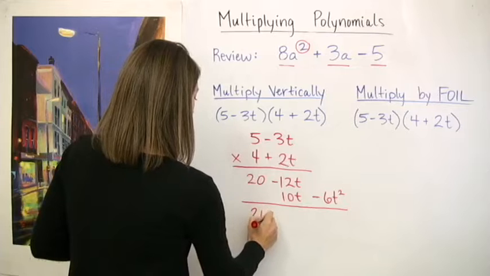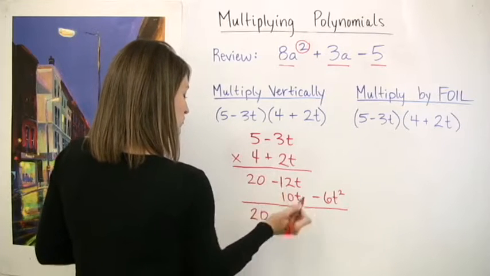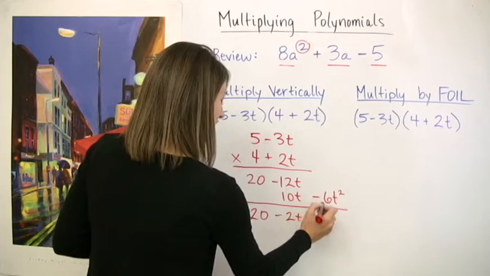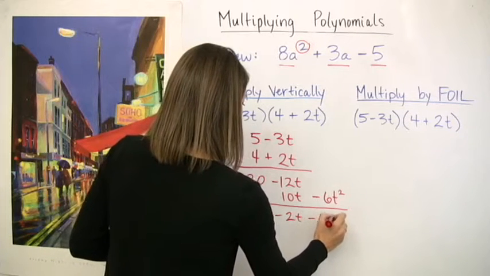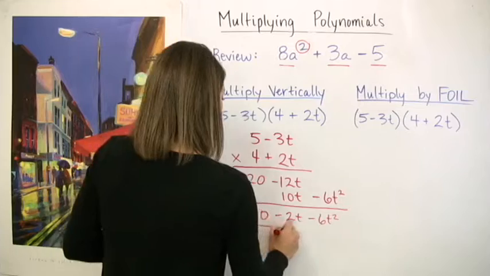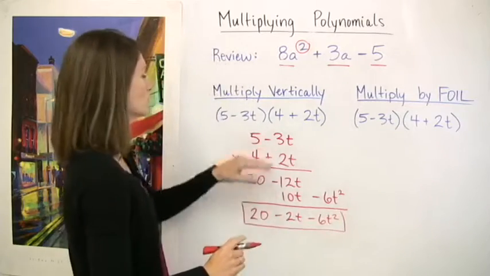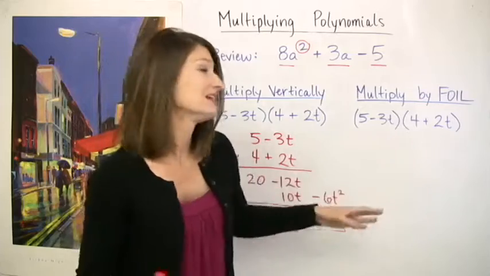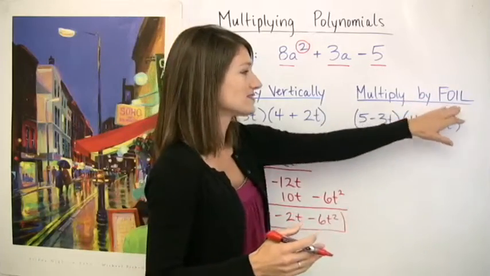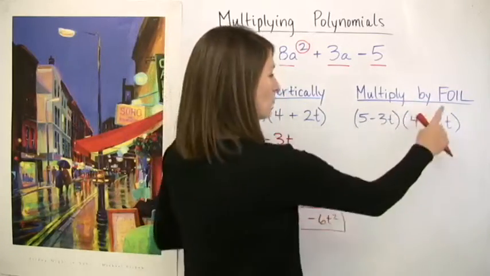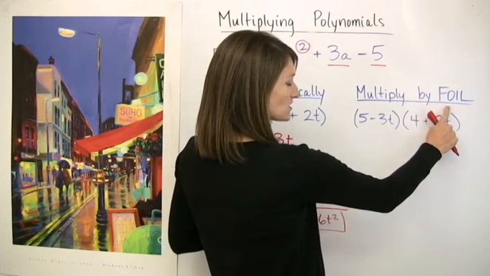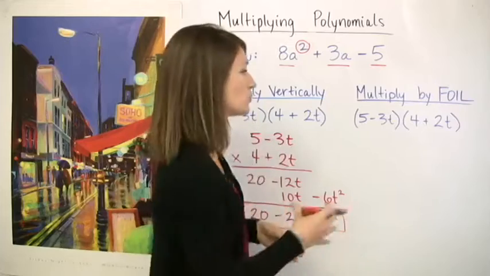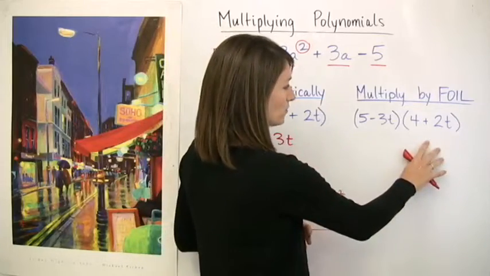So we can bring down our 20, and then negative 12t plus 10t is negative 2t, and then minus 6t squared. So here is our product when we multiply these two binomials. Our second method is called FOIL, and this is actually an acronym which stands for first, outside, inside, and last. And that represents the process by which we're going to multiply our polynomials.